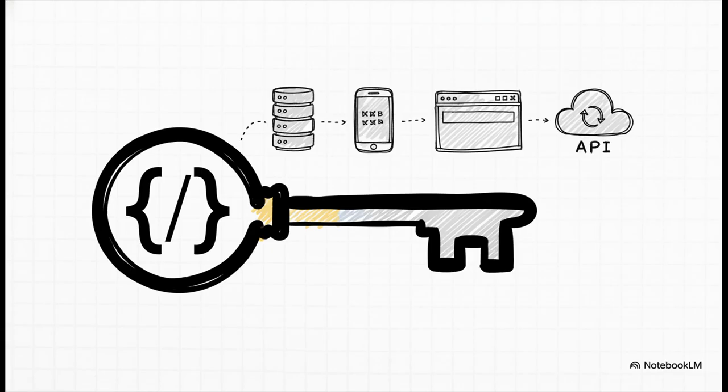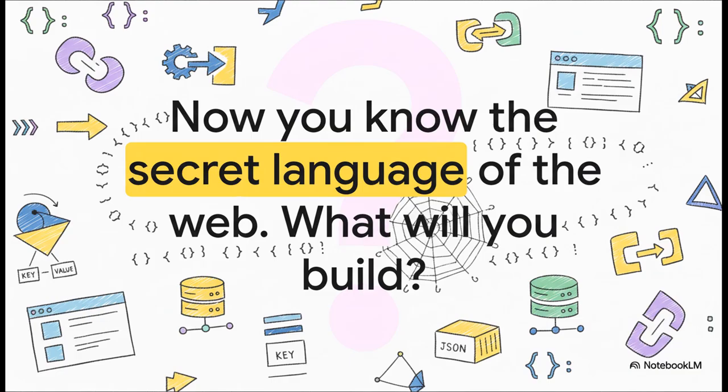By getting a handle on Python dictionaries, you have also learned how to read and work with the number one data format that powers the web. They are literally the building blocks for how programs talk to each other online. It's a huge deal. Think about it. We went from organizing student grades to building a translator all the way to understanding how to get data from anywhere on the web. The dictionary is the key to all of it. So now that you know this, now that you know the secret language of the web, the real question is, what are you going to build with it?